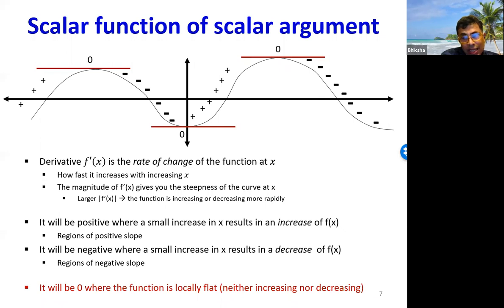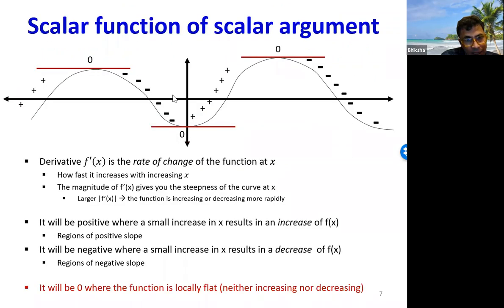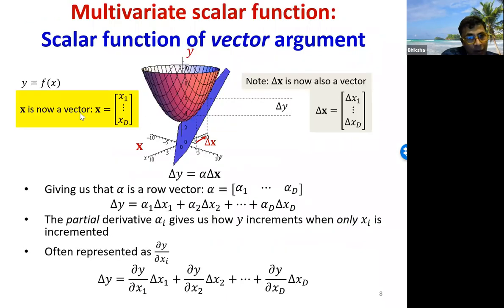Now, consider a scalar function of a vector x. So this was a scalar function of a scalar. Y is a scalar and x is a scalar, right? Now, let's consider y equals f of x, where x is now a vector. So it's a vector of this form with many components x1 through xd. In this case, how would we define the derivative of this function at any given x? In that case too, this is the only true definition. Delta y equals alpha delta x is the only way of defining the derivative.